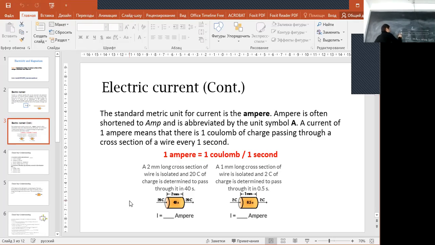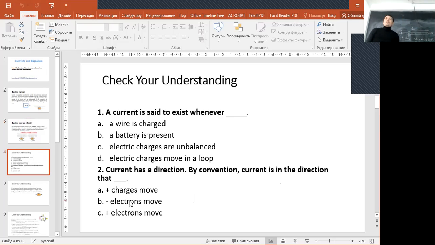So, summary: if the charge is going to move in a loop, it means there is a current. Check your understanding. The current is said to exist whenever a wire is charged, a battery is present, electric charge is unbalanced, or electric charge moves in a loop. Yes. The answer is D.